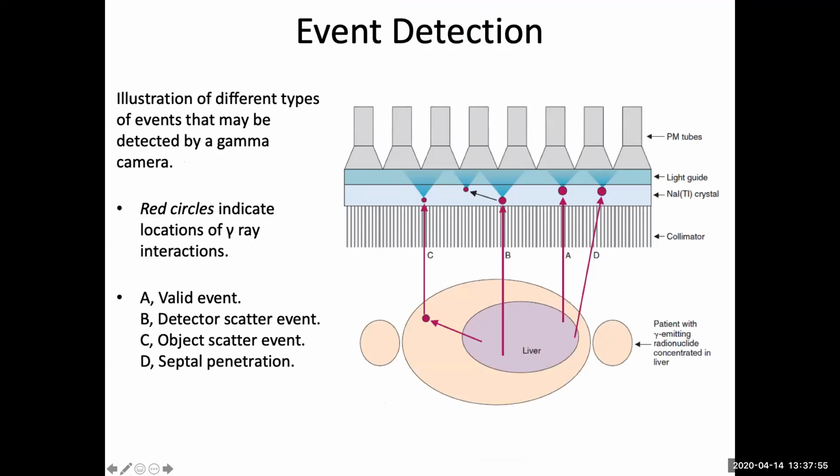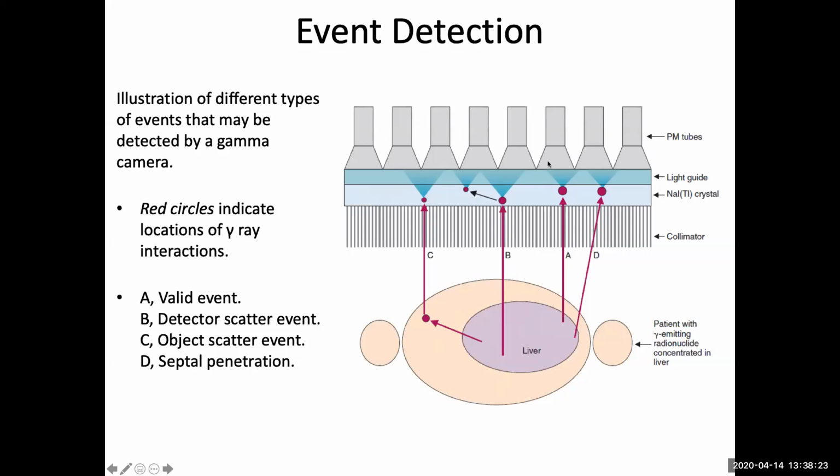This figure shows different types of event that may be detected by a gamma camera. So we see here the photon emitted by the patient; we inject the patient with radioactivity. This radioactivity emits gamma rays, okay? The gamma ray is detected in the crystal here. The red circle indicates the location of the gamma ray interaction with the crystal.